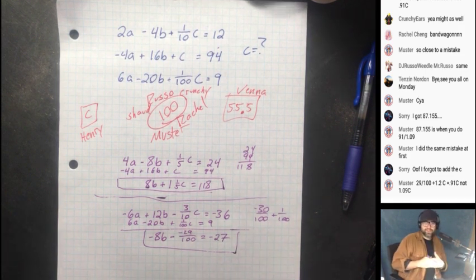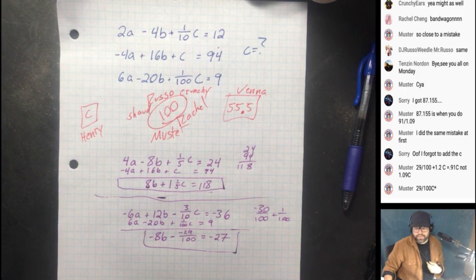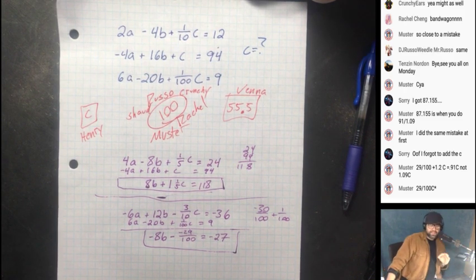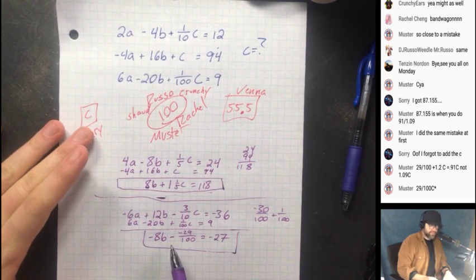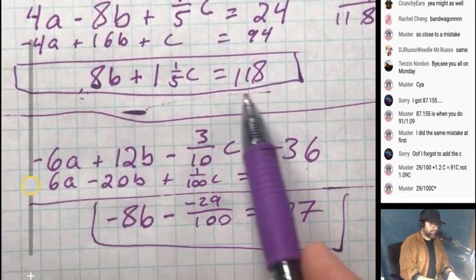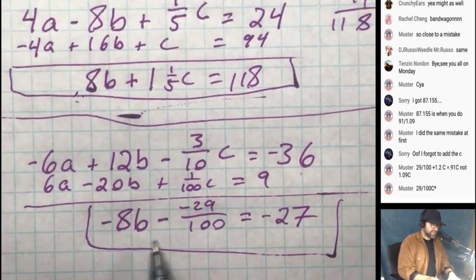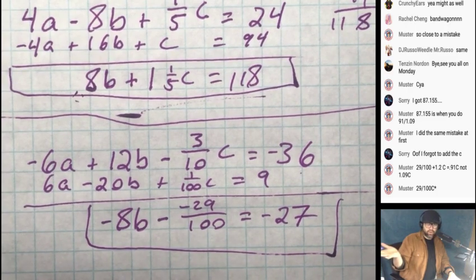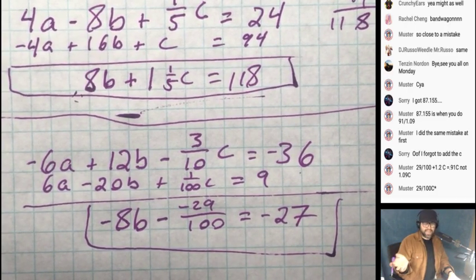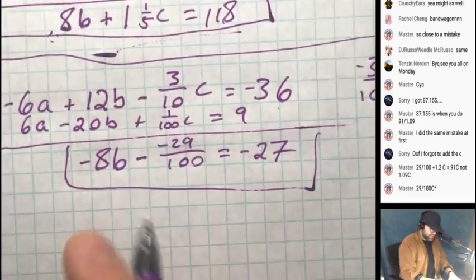So I'm actually going to do something a little bit different this time. Rather than doing the substitution method where we isolate for b and then substitute it in, look at this, bro. Look at this 8. Look at that negative 8. I'm just going to add these equations one more time, and those b's will drop out easily. So let's set it up.